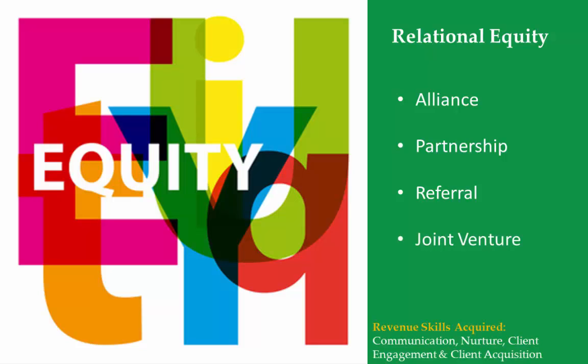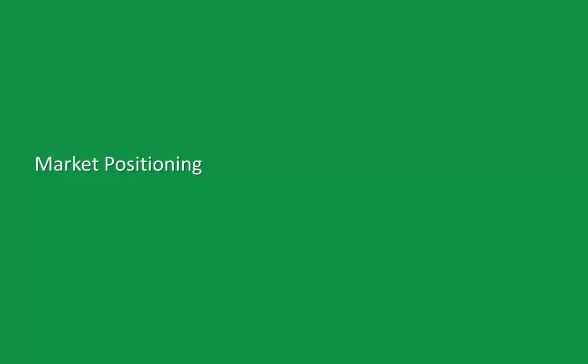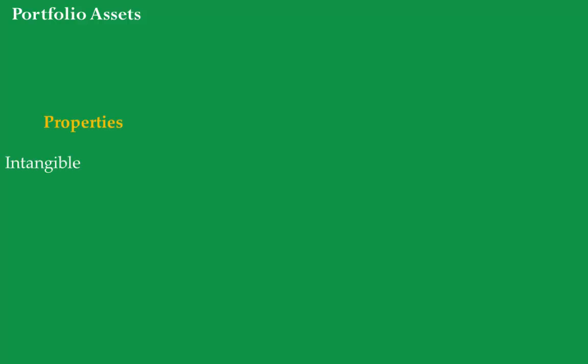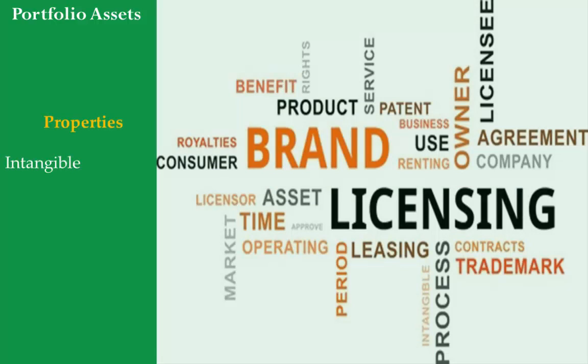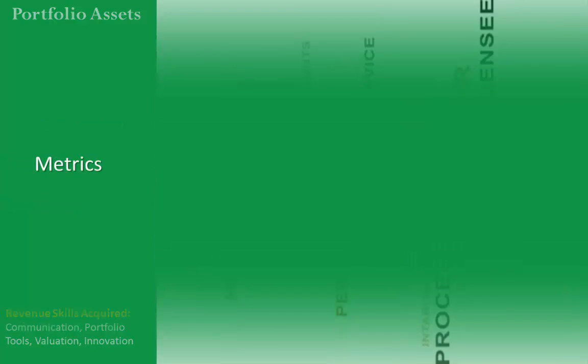In this model, you learn communications, nurture, client engagement, and client acquisition, which leads you to market positioning. Market positioning involves portfolio assets, and the properties are intangible, but they also become tangible once you have associated your branding, your licensing, and leasing. The skills acquired are communication, portfolio tools, valuation, and innovation.